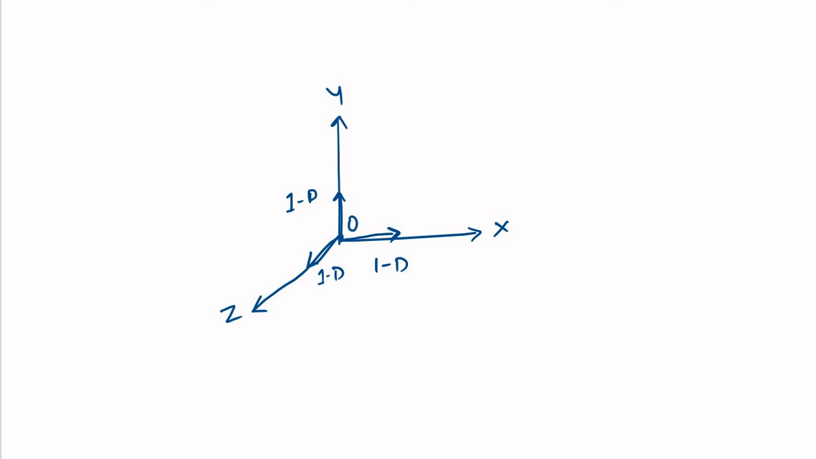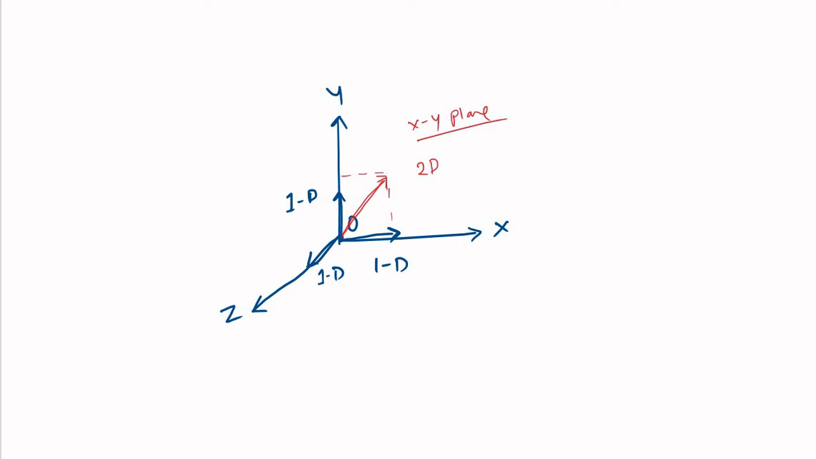Let's say we have another case where the object moves in the xy plane. This is the xy plane. In this case, both the x coordinates and the y coordinates change. So this is two-dimensional motion.